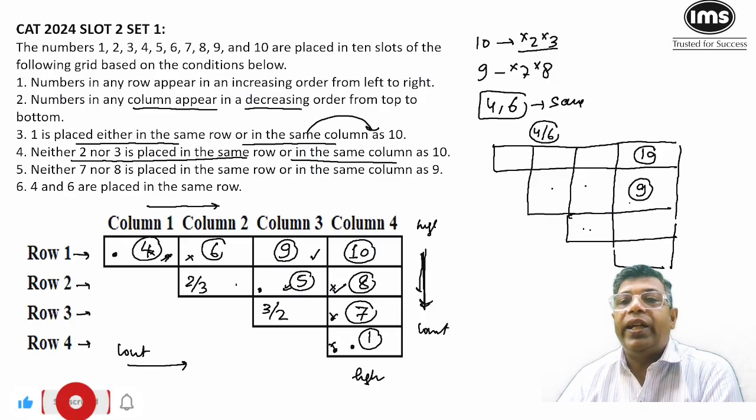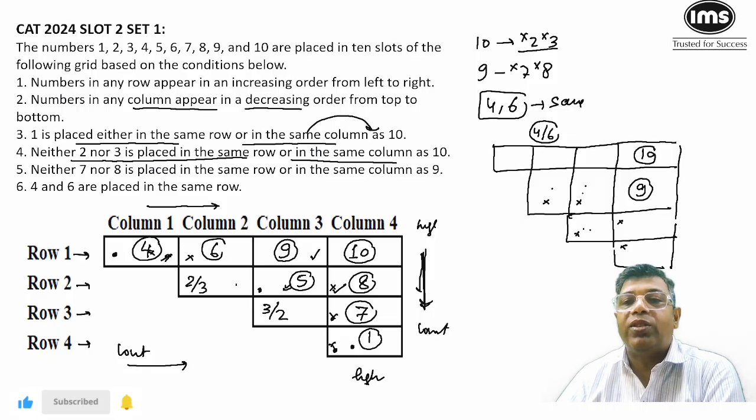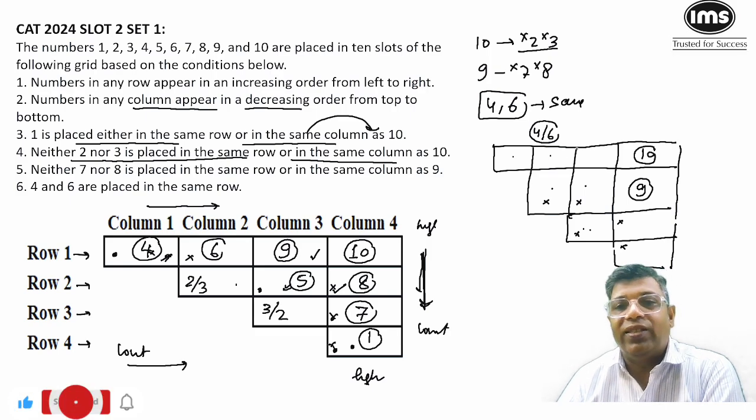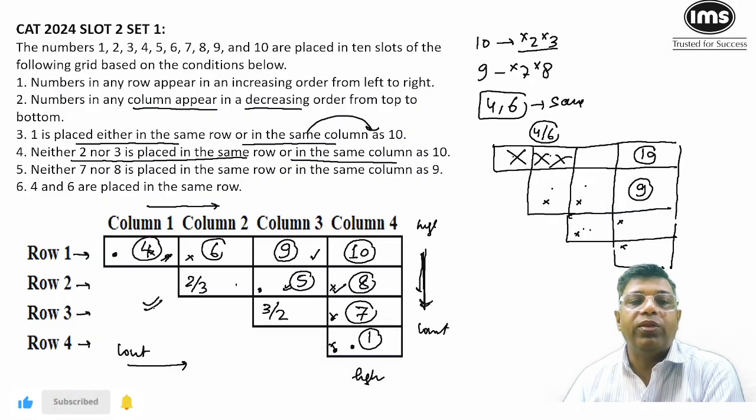Now, you know that 7, 8 cannot come in the same row and same column as 9. In that case, 7, 8 cannot come in these two positions, neither in these two positions, and you can't take 7, 8 in this position. Why? Because this number has to be higher than 7 and 8. So 7, 8 has to come here, and 4 and 6 both will come together in the same row. Now that cannot happen simultaneously. So I can't take 7, 8 as well as 4 and 6 in the same row. So this case is eliminated. So you have to answer the question based on this case.